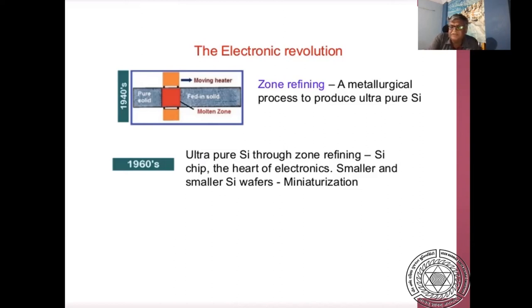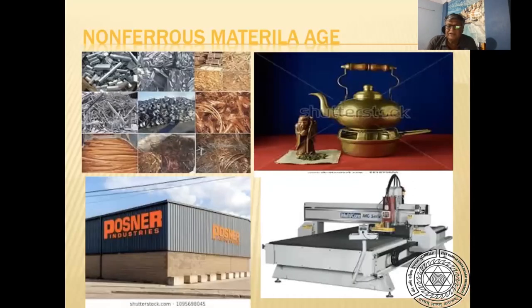In 1960, ultra-pure silicon became available through the zone refining method, and with the help of this material, we can use silicon as a platform for the integrated circuit. Then people also started to think about non-ferrous materials.